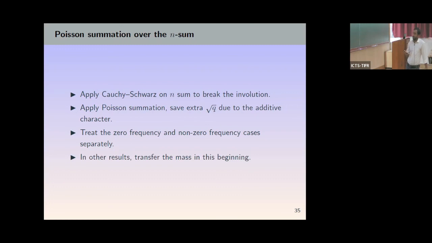So in the other cases, I'm just mentioning these steps for when the spectral parameters are in non-generic position. In the other two theorems, you have to apply the mass transfer because you won't save enough in the zero frequency, and you will save sufficient in the non-zero frequency. So to balance this up, you can transfer some mass. That's what we do in the other theorems.